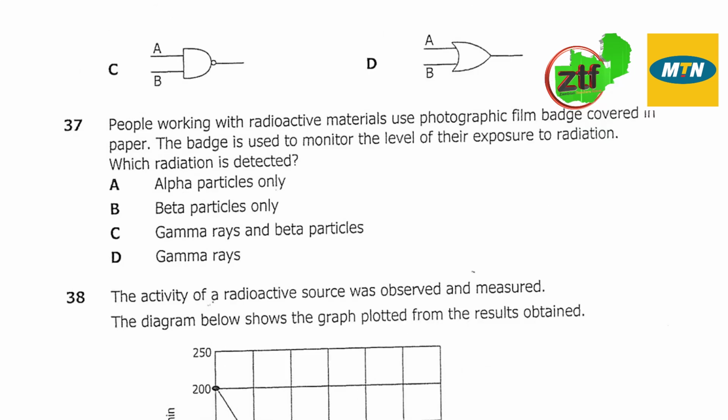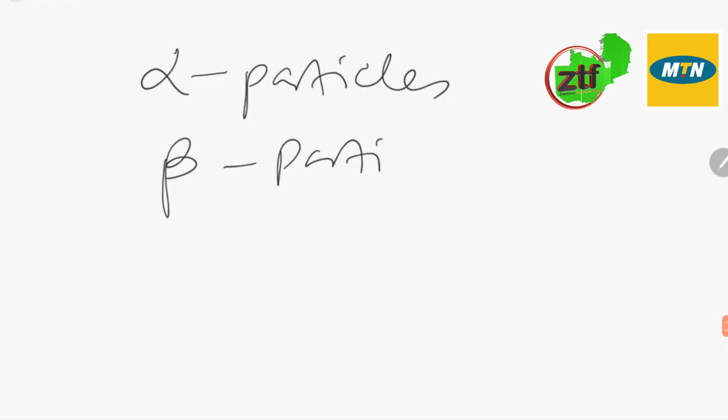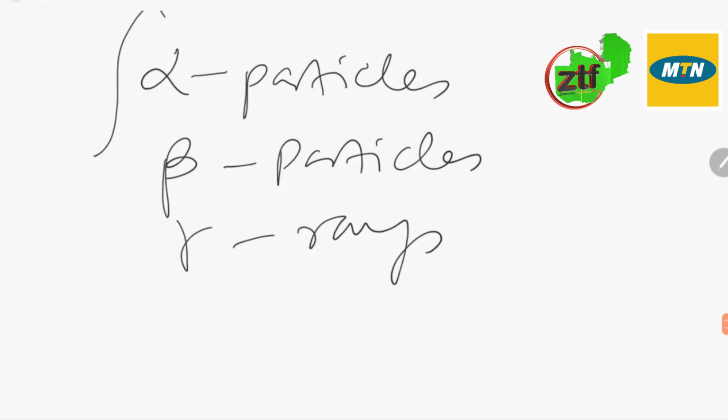People working with radioactive materials use a photographic badge covered in paper. The badge is used to monitor the level of their exposure to radiation. Which radiation is detected? We must understand very quickly here that we are discussing alpha particles, beta particles, and gamma rays. These are the three we discuss all the time when we're discussing radioactivity.